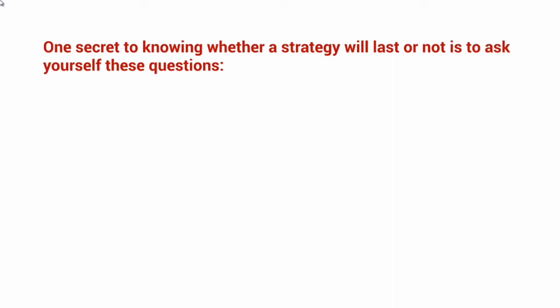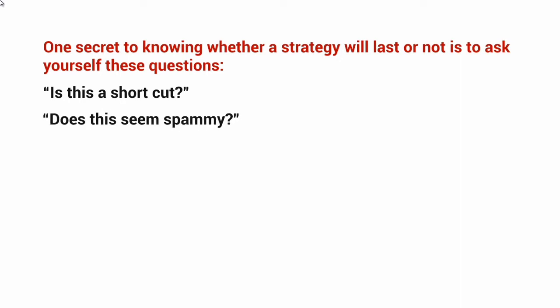Now, obviously, we're not going to know exactly if the strategy is going to last or not, but part of the strategy is figuring out what Google wants and fulfilling that. Now, one secret to knowing whether a strategy will last or not is to ask yourself these questions. So this strategy, along with other strategies, you should ask this question over and over. Is this a shortcut? And does this seem spammy? And best of all, will this upset your visitors?